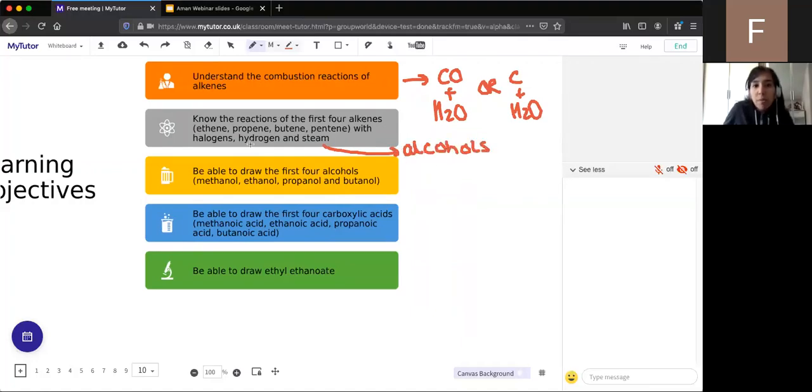Does anyone remember what happens when we react an alkene with hydrogen? What's produced? Anyone remember what's produced? Good, excellent, alkane. So for me, I think I said yesterday that these are the ones I like the most because it makes sense to me. Alkenes have 2 less hydrogens than alkanes. So if we add in hydrogen, we form an alkane.